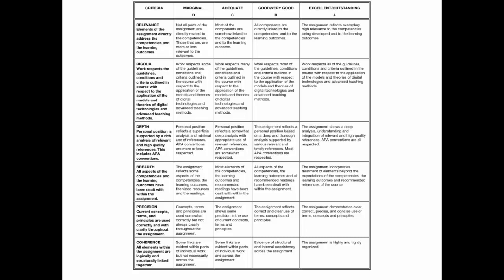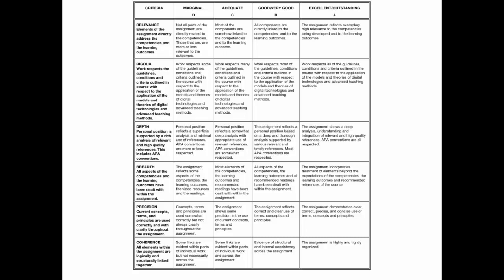In addition to the criteria, the rubric displays the specific performance characteristics in levels or scales and describes the degree to which a standard has been met. These levels are associated with letter grades. As you have noticed, in order to have an A in any of the assignments, your work should be excellent and even outstanding. It has to reflect exemplary high relevance to the competencies being developed and to the learning outcomes. It has to respect all of the guidelines, conditions, and criteria outlined in the course with respect to the application of the models and theories of digital technologies and advanced teaching methods. It has to show a deep analysis, understanding, and integration of relevant and high-quality references and respects APA conventions, and so on.